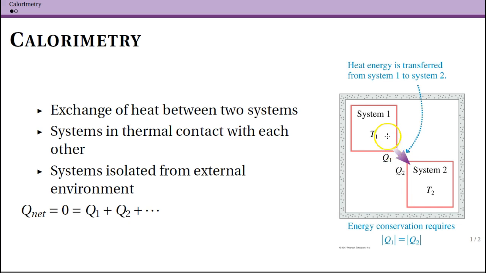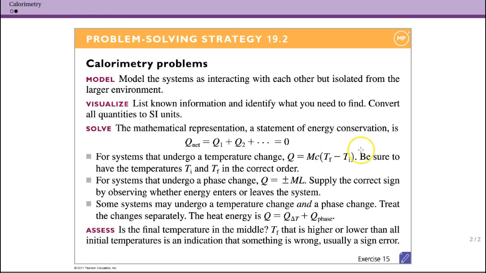So a decrease in energy of one equals an increase in energy of the other, and we call that exchange of energy heat. So that's all calorimetry is. It's an experimental situation where we're examining heat. So how do we approach calorimetry problems? Again, we want to have the systems interacting with each other, but isolated from the larger environment. So you might have, again, a system and a limited environment, but those would just be two different systems.